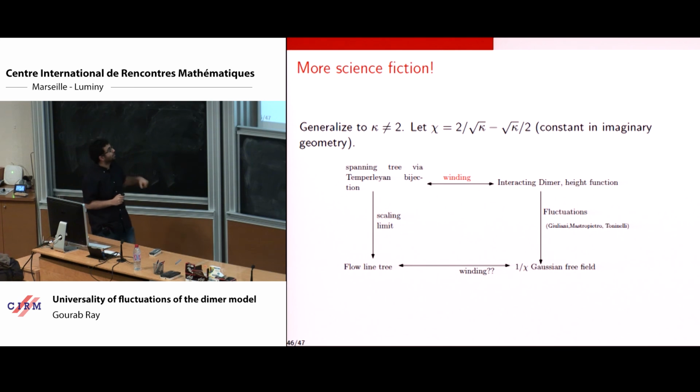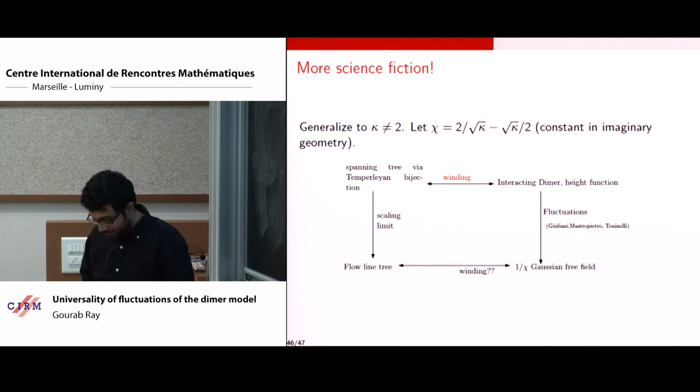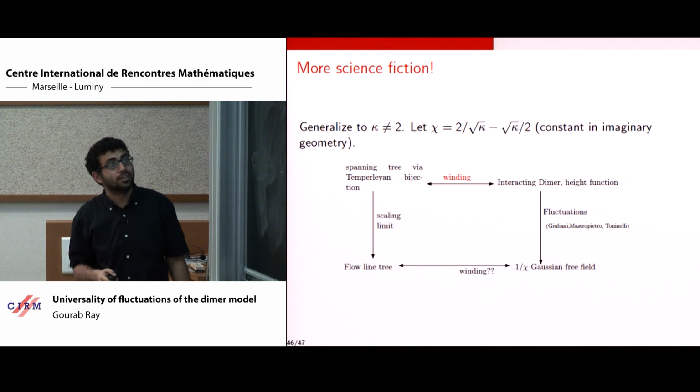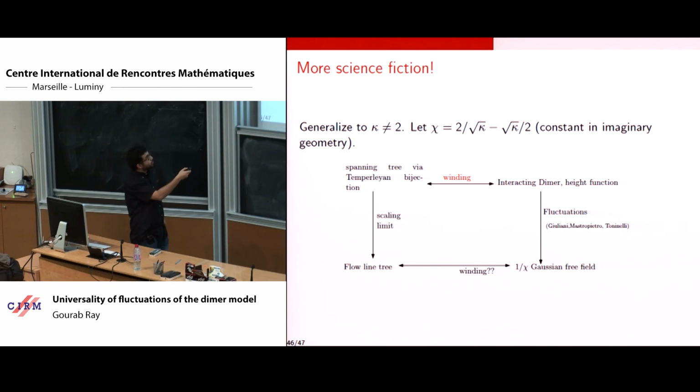And then more science fiction, which I told you slightly in the beginning of the talk: what happens if you introduce interactions? That's when you get away from this exact solvability. And then there is a very recent result, which is a fantastic result. It says that if you do this interaction, and let's say the interaction is very small, epsilon, then you converge to some different constant times the Gaussian free field. This is a work of Giuliani, Mastropietro, and Toninelli, a very recent result.